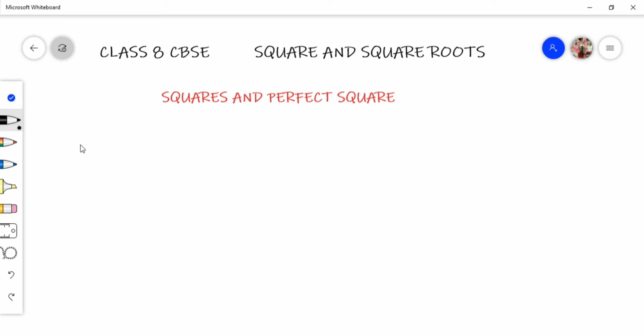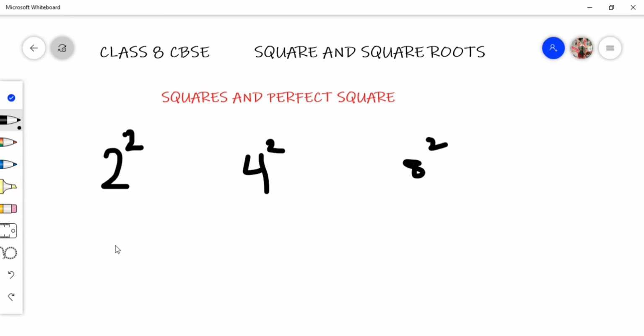For example, 2 is a natural number and it has the exponent 2. 4 is a natural number and it has the exponent 2. 8 is a natural number but it also has exponent 2. So you should not multiply 2 into 2, 4 into 2, 8 into 2. Understood? You should find 2 into 2, 4 into 4. You should multiply the number by itself.